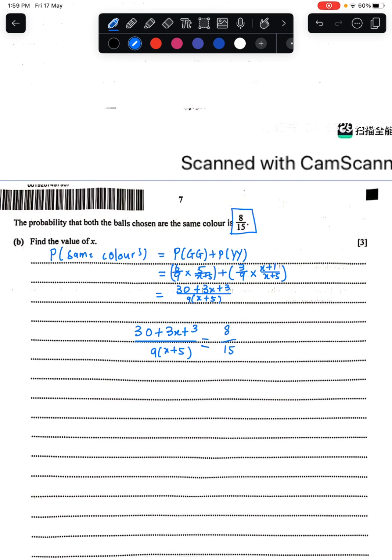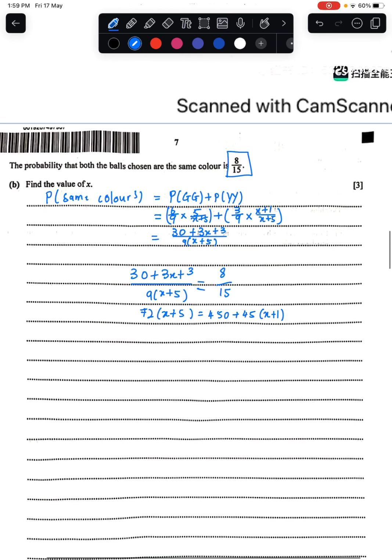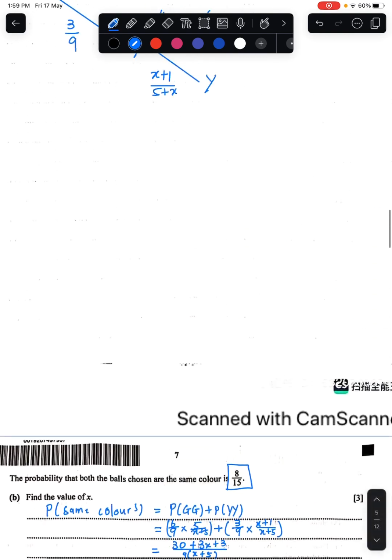Then we just use cross multiplication and we get this. You just find x like you normally would. Eventually you will get 27x equals 135 and x equals 5. There we go. Question 3 is done.